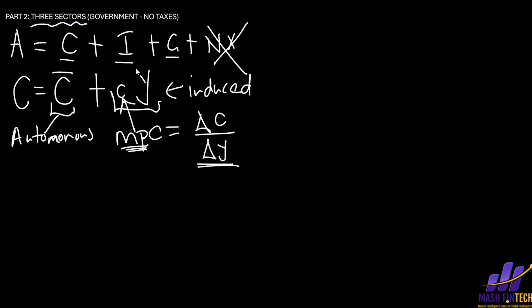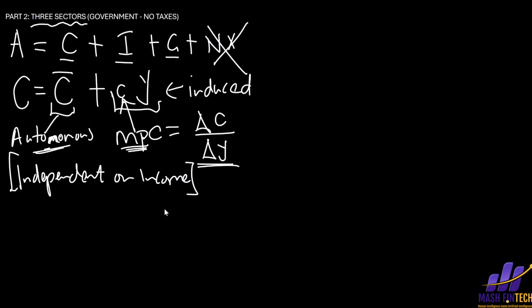All right. So government in this model is autonomous. Investments are autonomous. This word autonomous just means that these values are independent of income. They are independent of the level of income. So once you have the government, you are going to increase the equilibrium level of income.